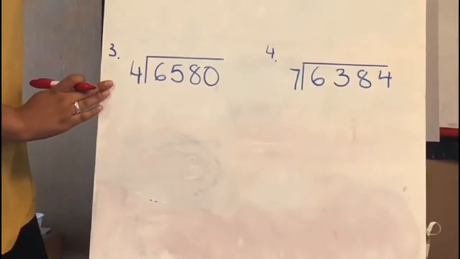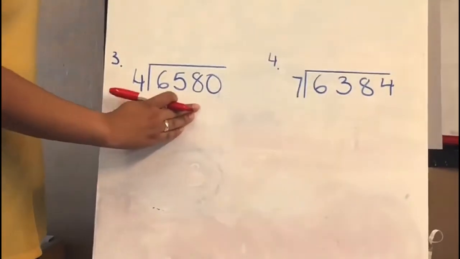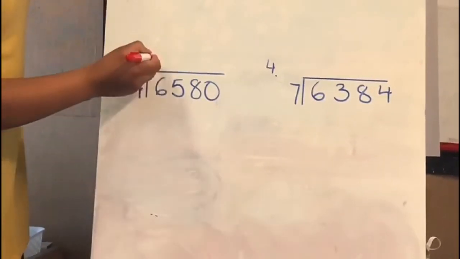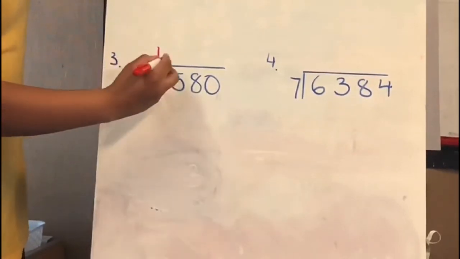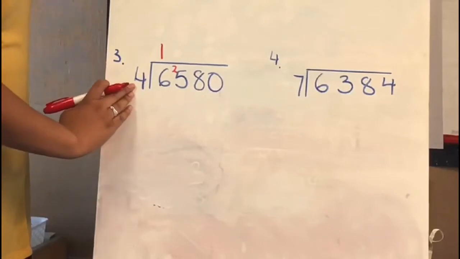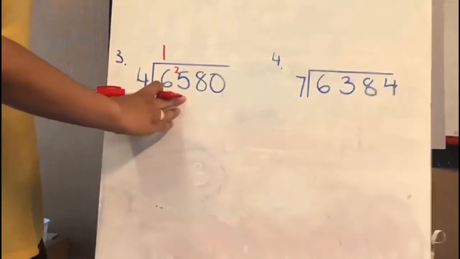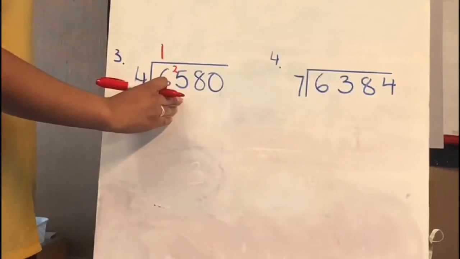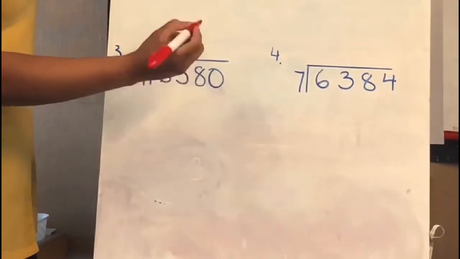On to our third calculation. 6,580 divided by 4. How many 4's go into 6? I know there's 1 4 that goes into 6 with 2 remainder. So I put the 2. That 5 now becomes 25. How many 4's go into 25? Using my knowledge of my 4 times tables, I know 6 times 4 is 24. So I know there's 6 4's in 25 with 1 remainder.